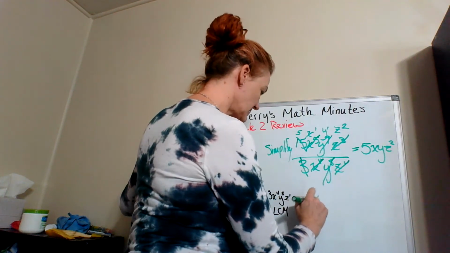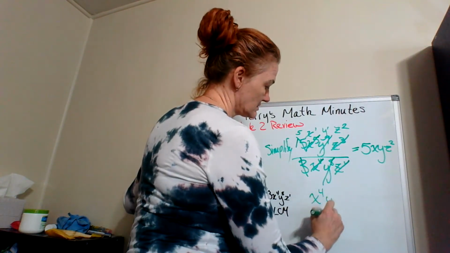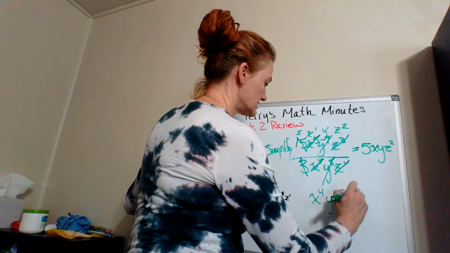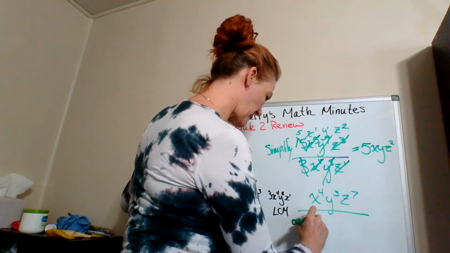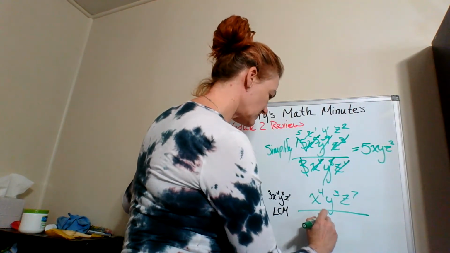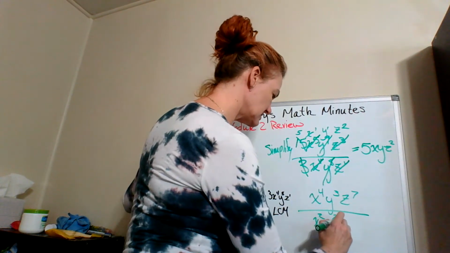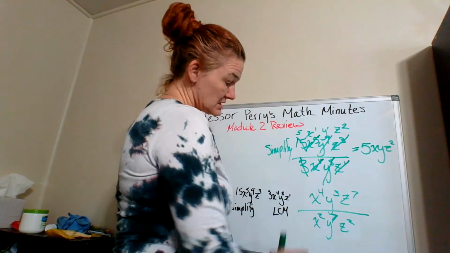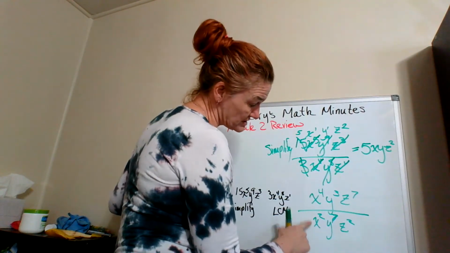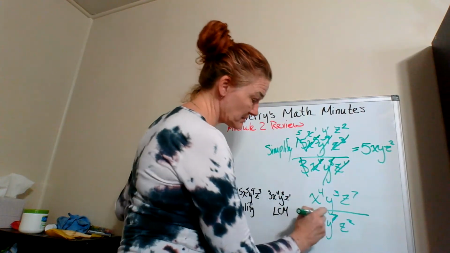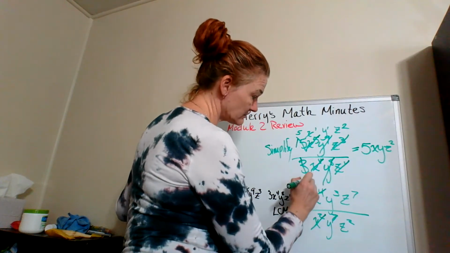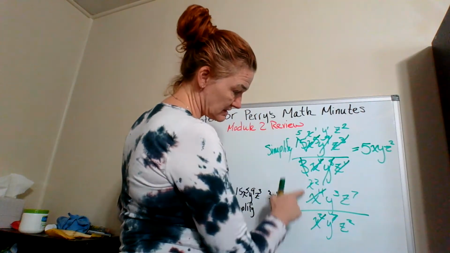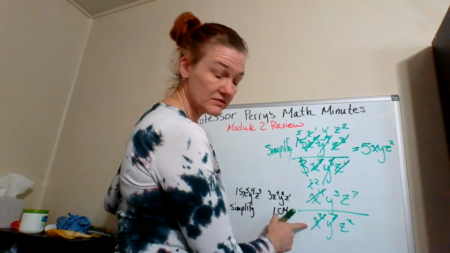So if I have x to the 4th, y to the 3rd, z to the 7th over x squared, y to the 7th, oop, that's a 7, and z squared. Okay, so there's 2 in the bottom, 4 in the top. I'm going to cancel this out. That leaves me with 2. I took 2 out for the bottom.